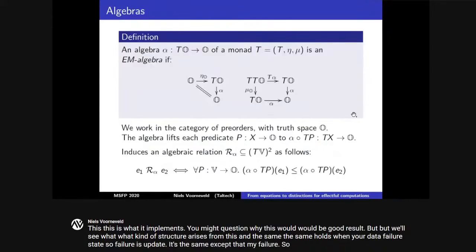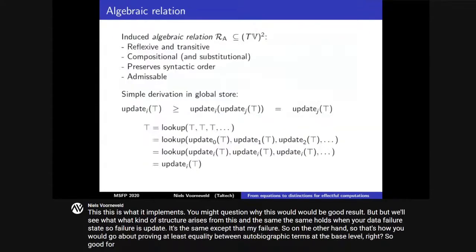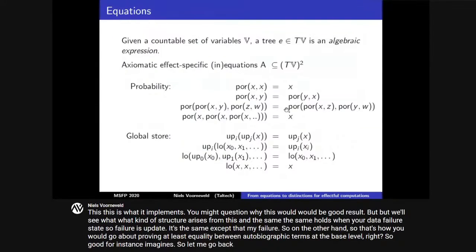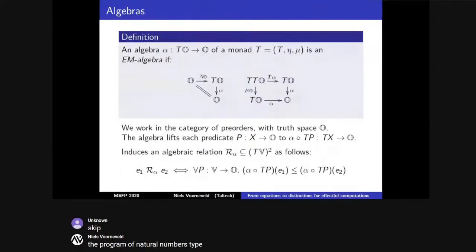So that's how you could go about proving at least equality between algebraic effect terms at the base level, right? So you could, for instance, imagine, so let me go back, these x and y's to just be natural numbers that the program of natural numbers type returns.